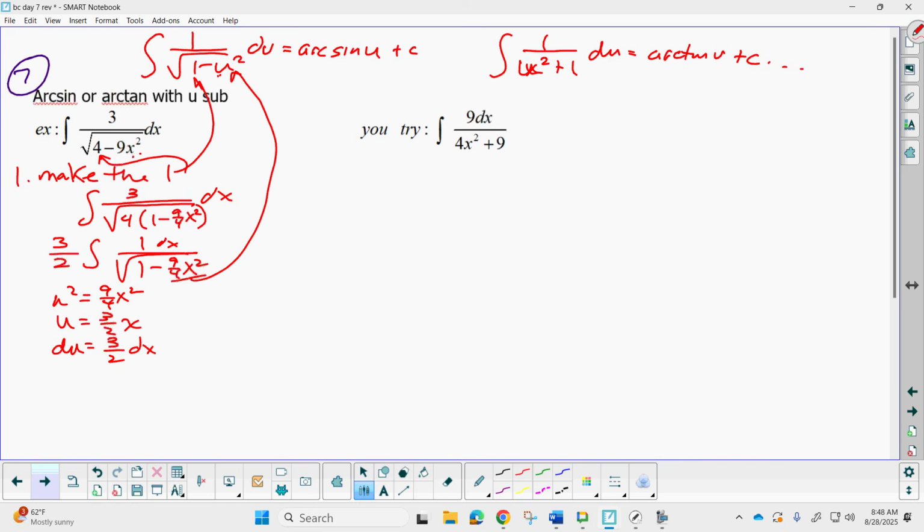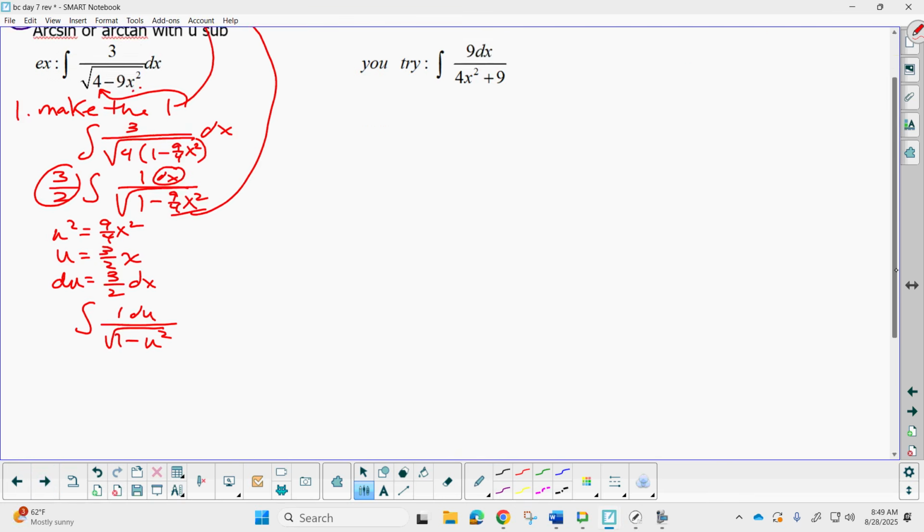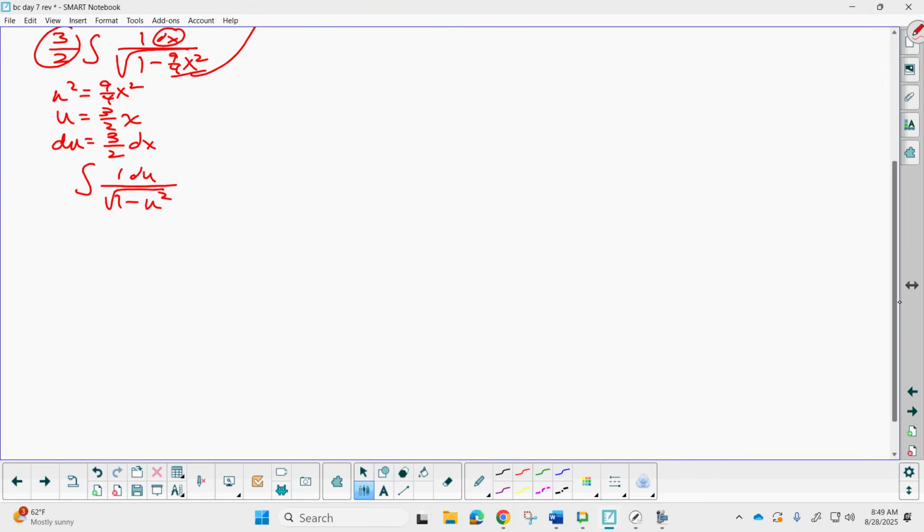If I then make the substitution, the 3/2 dx becomes just a straight up 1 du. And the bottom, root of 1 minus 9/4 x squared, becomes the root of 1 minus u squared. And the 3/2 went away by virtue of being my du. Are you all with me?